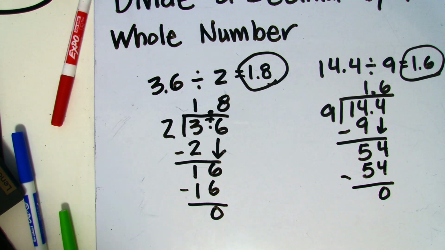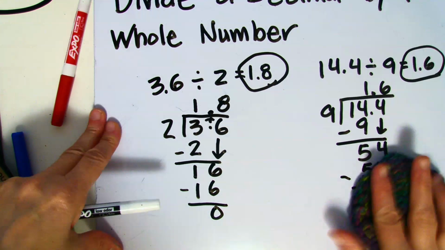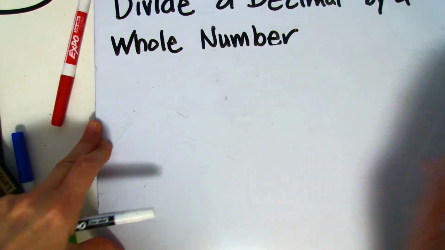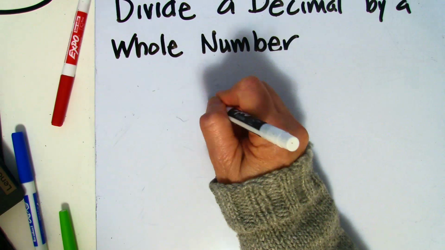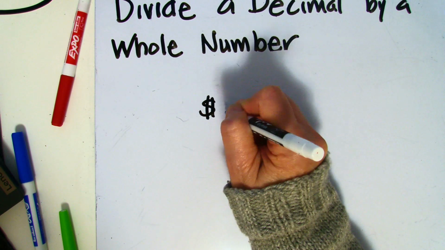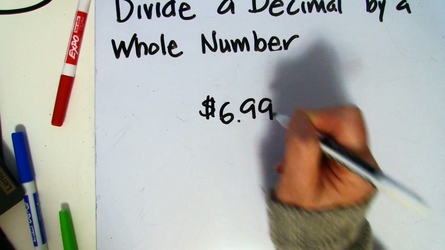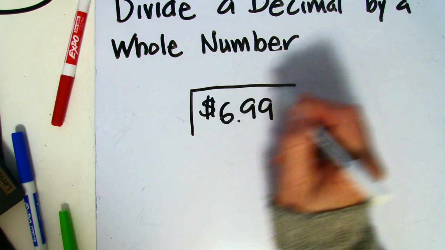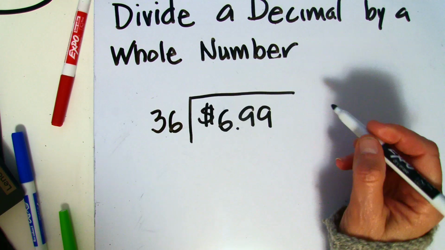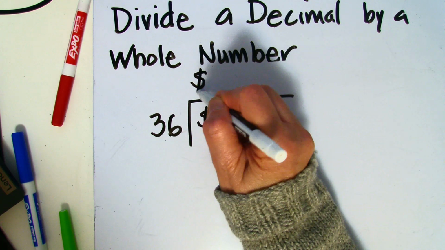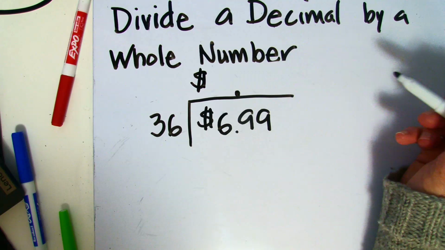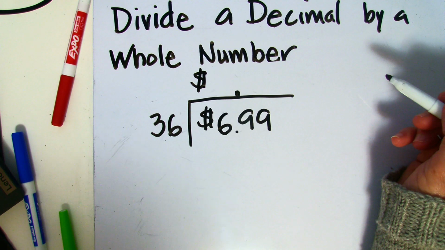Now, when we're working with money, sometimes our decimal point will go beyond that hundredths place. So we're going to do a little rounding. Let's do an example. Let's say we have $6.99, and we're going to divide that by 36. So I'm going to go ahead and bring up my dollar sign and my decimal point. Now I'm going to divide, and I'm going to basically ignore that decimal point.